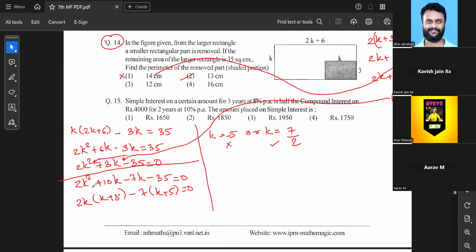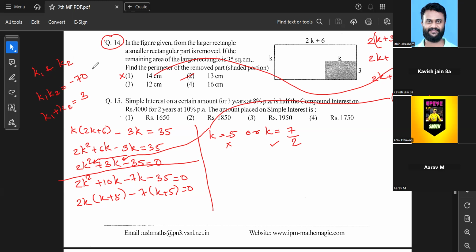Now, using quadratic, how did I find the factors? The first coefficient is 2 and the last coefficient is 35. When I multiplied them, I got 70. So basically, if there are two factors, let's say k1 and k2, then k1 multiplied by k2 should be equal to minus 70, and k1 plus k2 should be equal to the middle number, 3.